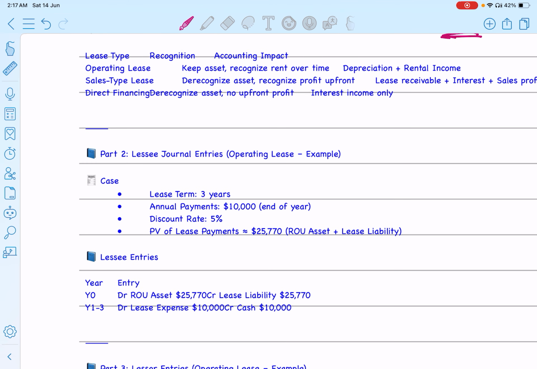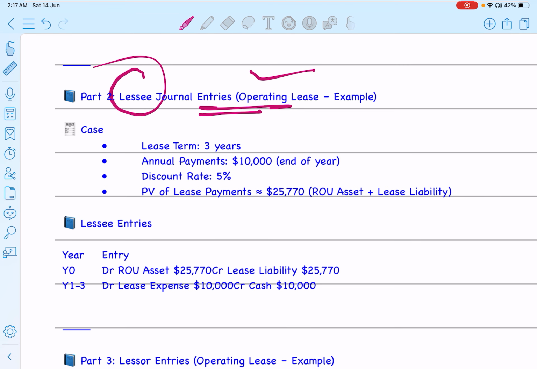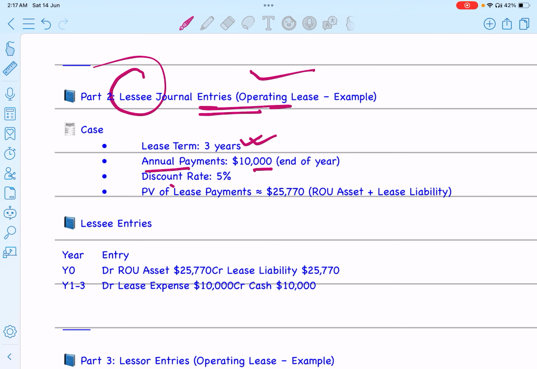Now, the lessee's books for the operating lease. So, here is the case. The lease term is 3 years and the lease payment is 10,000 per year. The discount rate is 5%. So, how will we calculate? It is 10,000 every year multiplied by 3, 30,000.